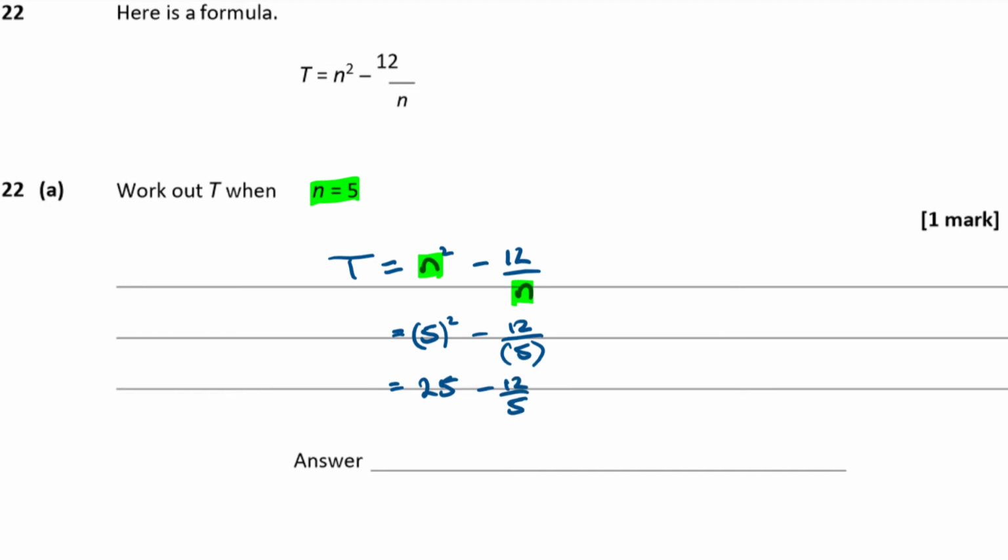Okay, just put that into a calculator just as it is. So 25 minus 12, let's just use the fraction key, 12 over 5. That comes out to be 22.6.